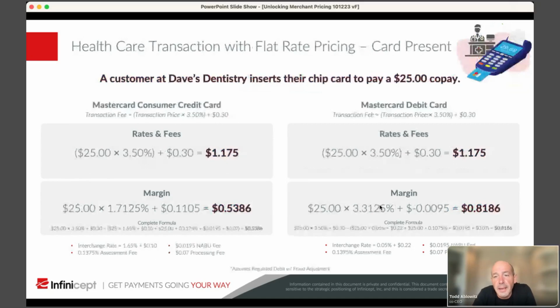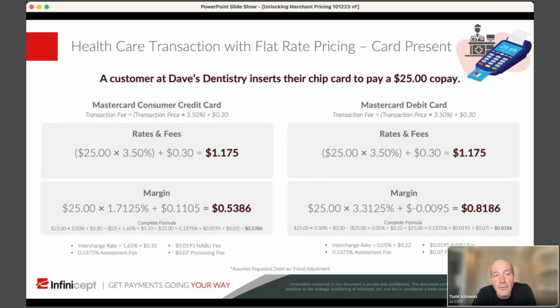All right, so now let's give an example of a flat rate price. So a healthcare, and we chose a different MCC, a different merchant type, because if you remember back earlier, I talked about how different merchant types are going to have different opportunities for interchange. So we looked up healthcare transactions, and if you look, their interchange is much lower than restaurants at 1.65% and 10 cents.